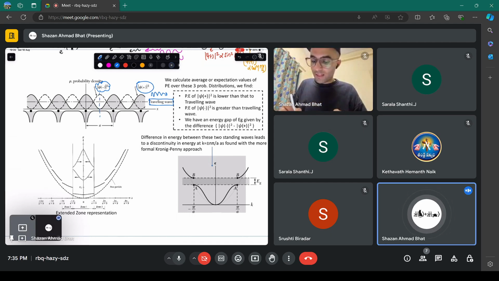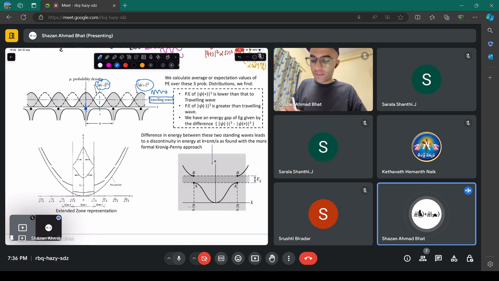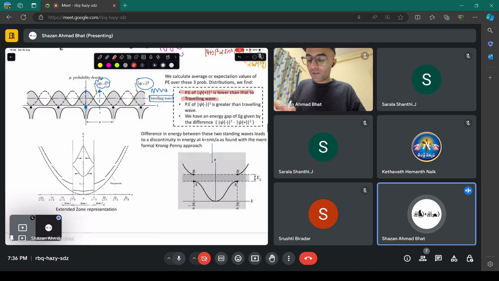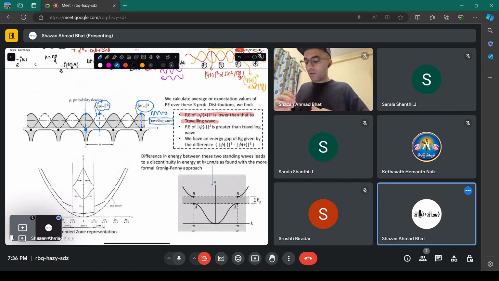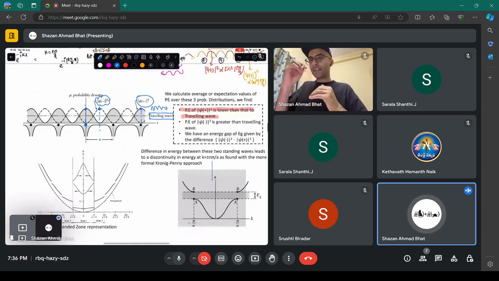Some electrons are localized here, some electrons are localized here. You get different potential energies for these electrons because this particular electron density is directly under the influence of the atom, while this particular electron is in between the atoms. So there will be different potential energies for these two. The potential energy for the psi plus is lower than that of the traveling wave. For those around the nucleus, it gets lowered by a certain value, while for the psi minus, it gets higher than a certain value.